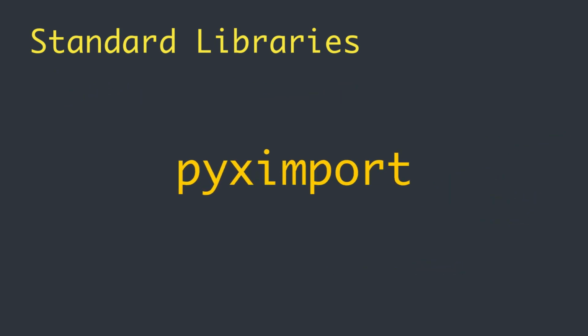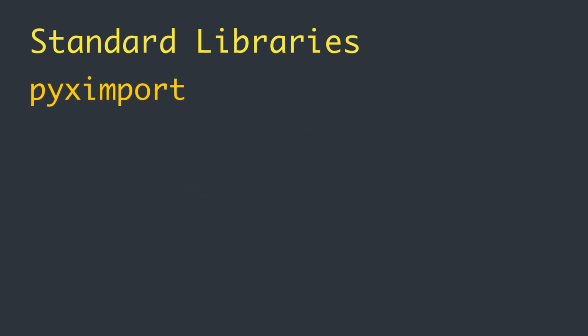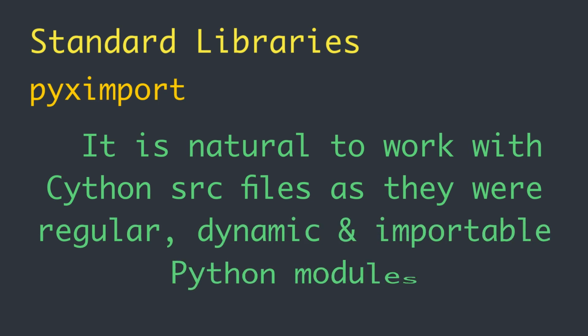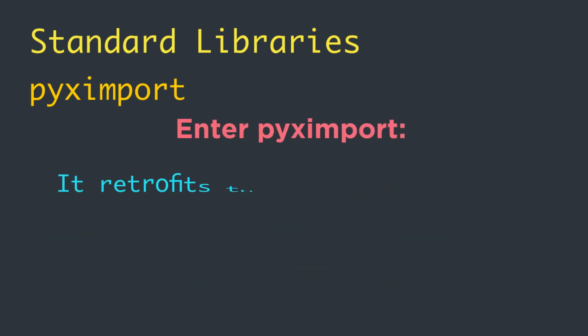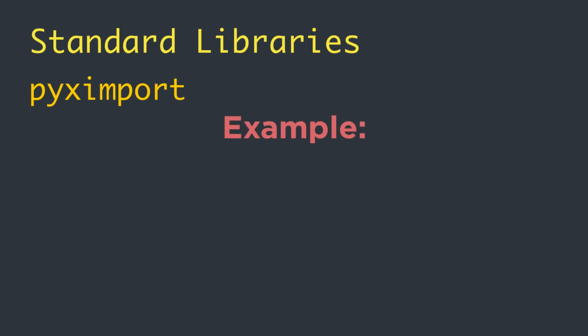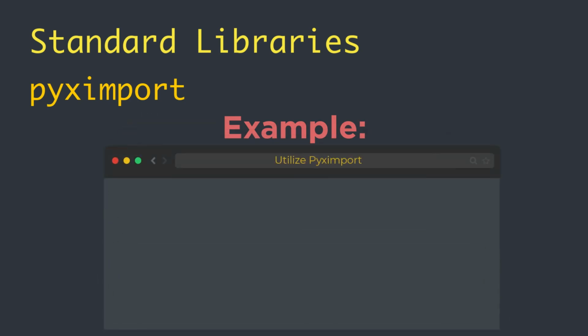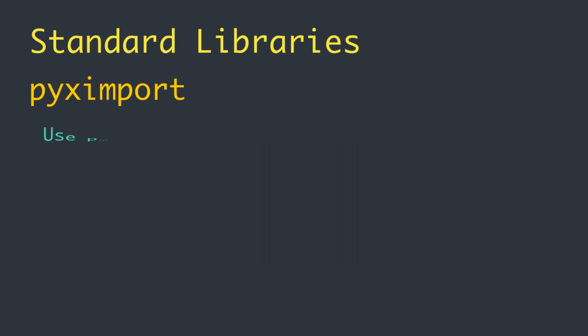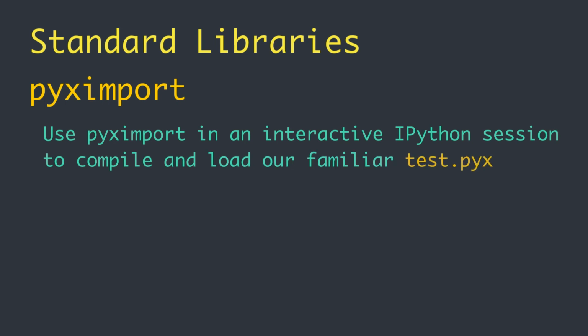Now let's talk about the Pyximport library. Because Cython is Python-centric, it is natural to want to work with Cython source files as if they were regular, dynamic, importable Python modules. Enter Pyximport. It retrofits the import statement to recognize .pyx extension modules, sends them through the compilation pipeline automatically, and then imports the extension module for use by Python. Let's see an example. The Pyximport module comes with Cython and requires just two statements to get it up and running. The first one is import pyximport. The second one is pyximport.install(). We can use pyximport in an interactive IPython session to compile and load our familiar test.pyx file.